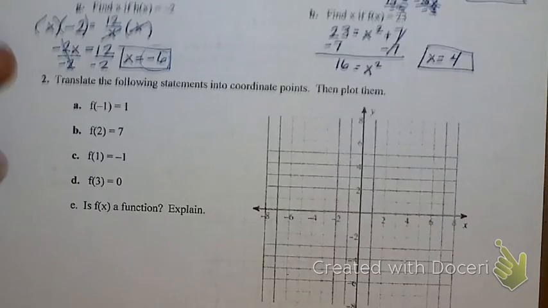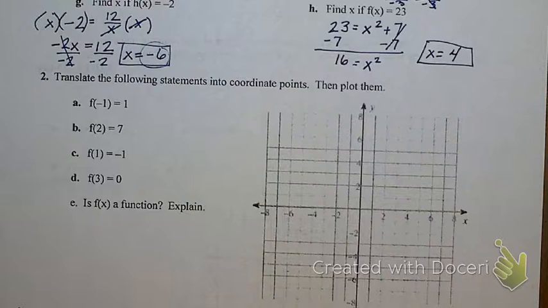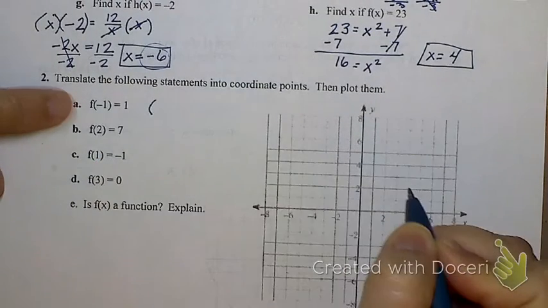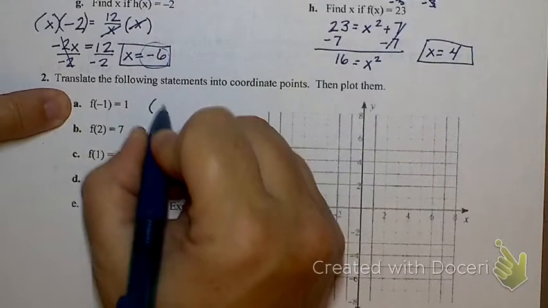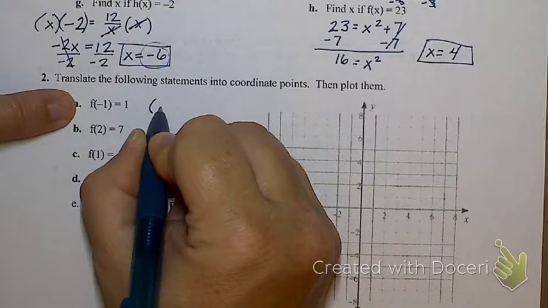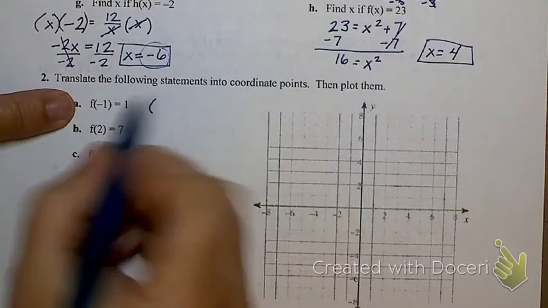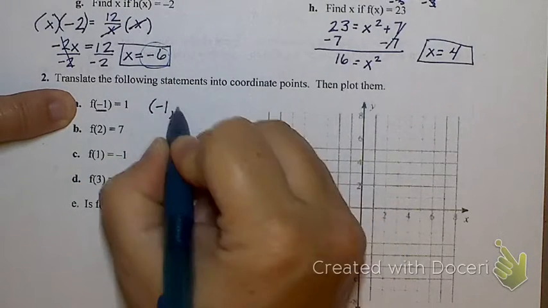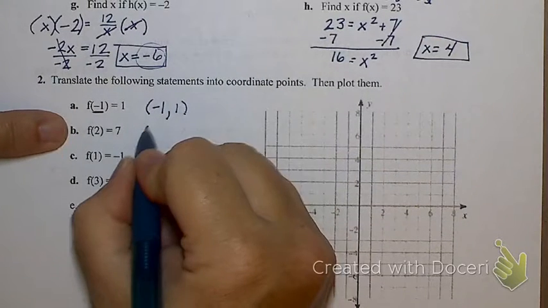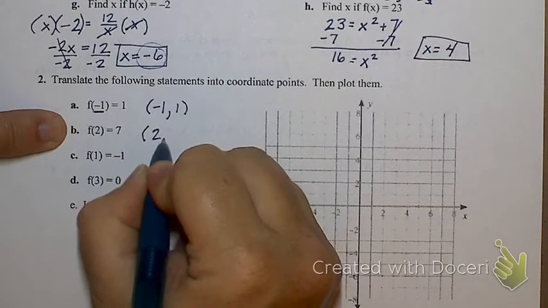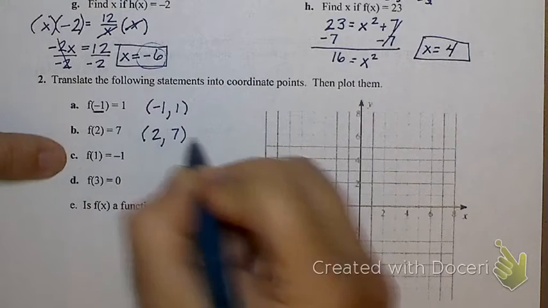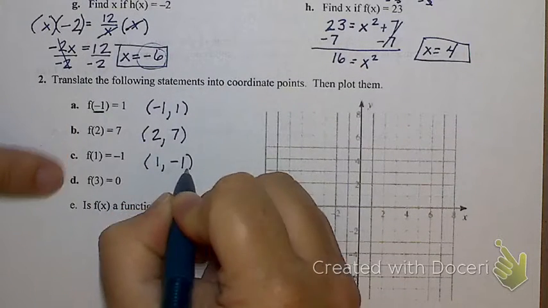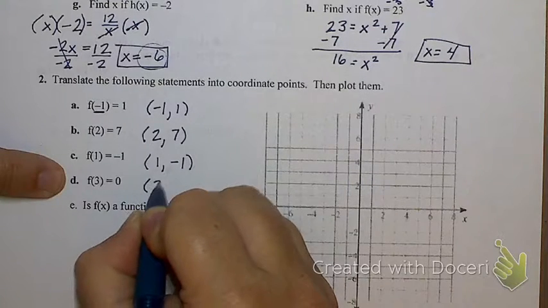Okay. Translate the following statements into coordinate points, then plot them. So remember, we have an input and an output value. What's the input value for A? What's the x value, the input value? Isn't it negative 1? And the output value? 1. What's the input value for B? Output value? C, input value. Output value. D, input value. Output value.